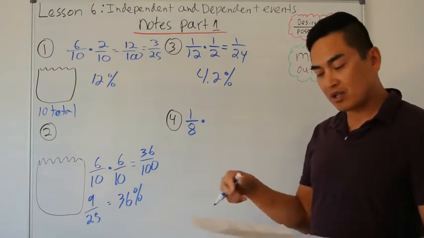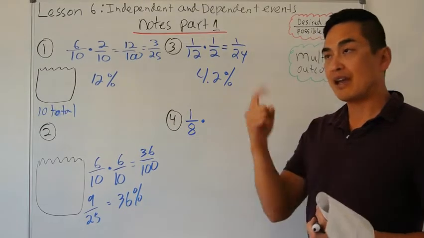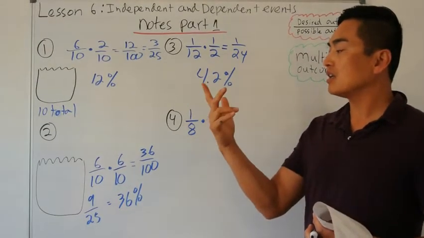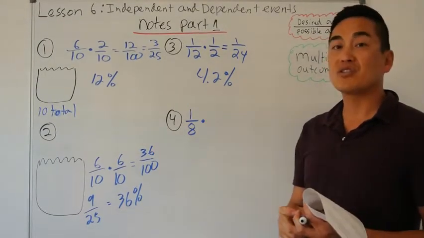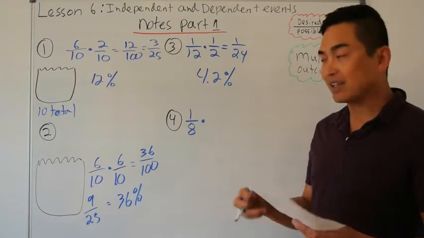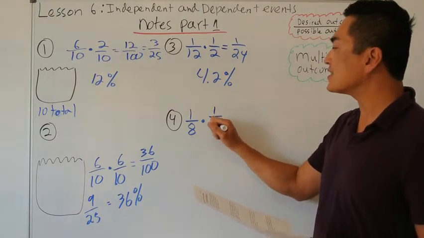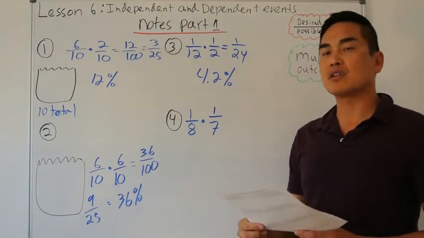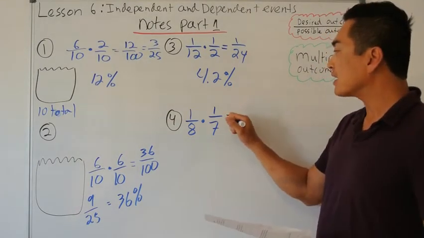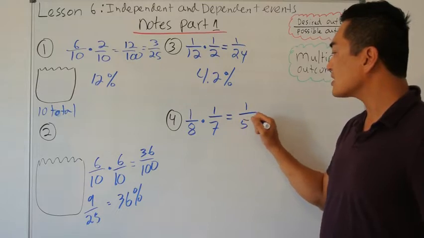And the second one has A through G. So we have A, B, C, D, E, F, G. So there's 7. So the chance of rolling a B is 1 out of 7, since A through G are 7 letters. Okay? So that gives you 1 over 56.